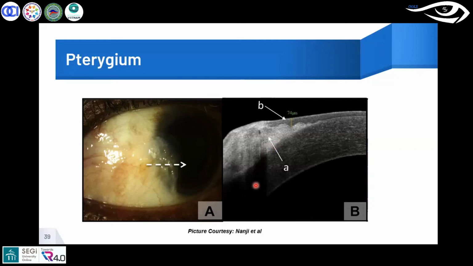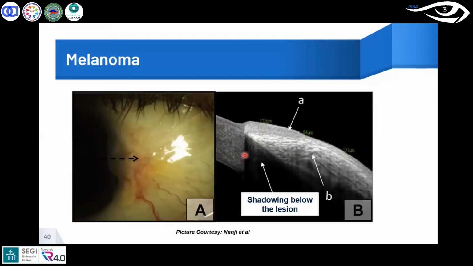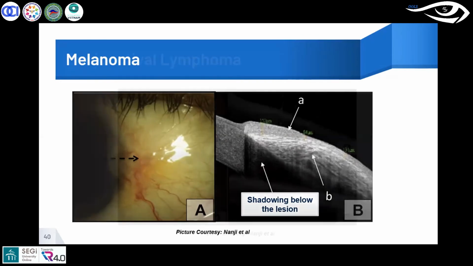And there is shadowing, as I already spoke about, with the other structures below not being visible. This is called shadowing, and you will not be able to visualize the structures which are below the lesion. This occurs in pterygium, and also in other conditions like melanoma and lymphoma. Here you have melanoma, which is a pigmented lesion where you will see a mass. It won't be a specific layer; it would be a big mass which will obscure all the underlying structures, and there would be shadowing below the lesion.